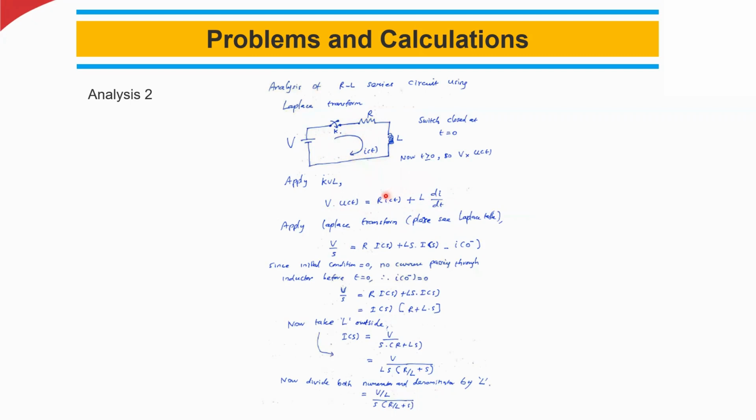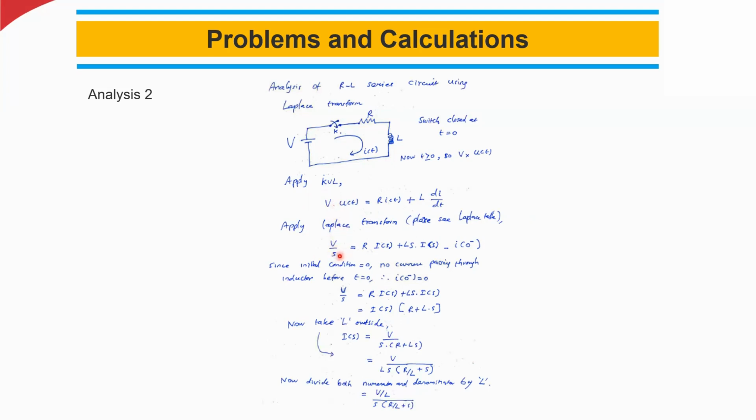Now I have to apply the Laplace transform. Remember, we are applying the Laplace transform in circuit analysis, so that's why we are using it on this equation. After I apply it, V times u(t) will become V divided by S. We just assume V is a constant, keeping it here, and the 1 becomes 1 divided by S.